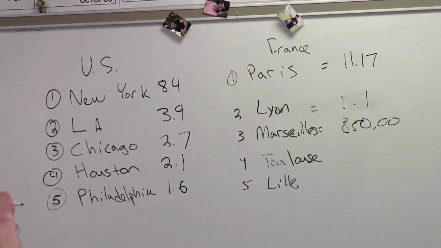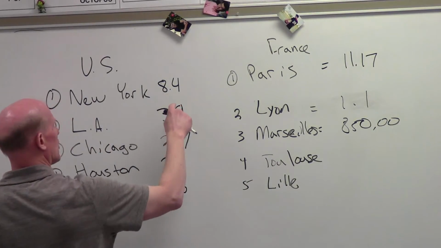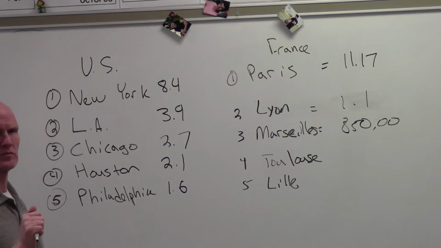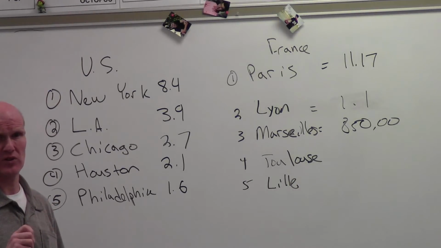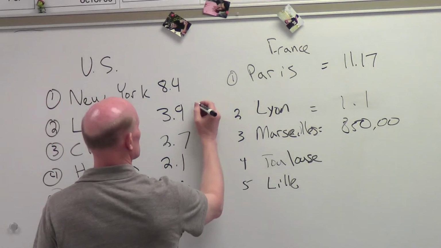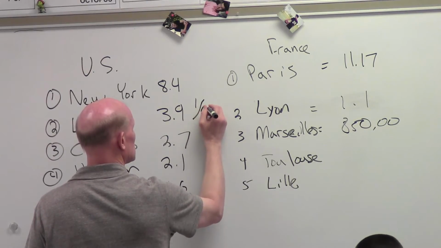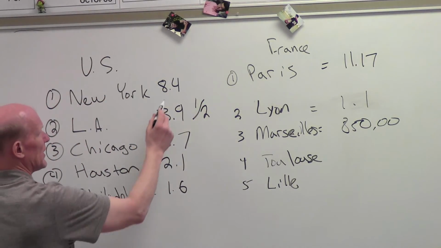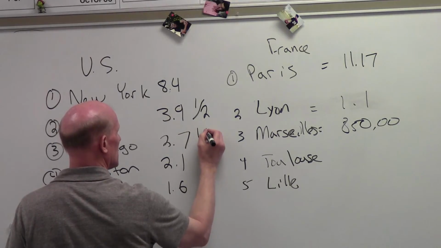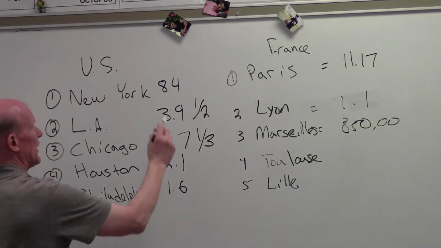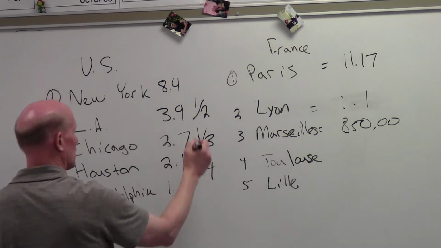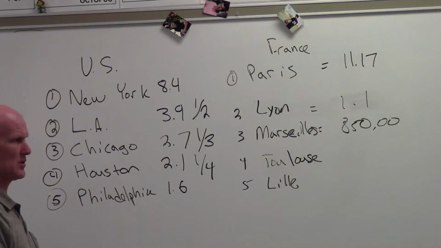Grab a calculator and divide 8.4 by 3.9. And I'm gonna round it to a fraction. Guys, you get it? We're at 2.15. So it's 1 over 2. Divide 8.4 by 2.7. 1 over 3. Divide 8.4 by 2.1. 4. Divide 8.4 by 1.6. 5.25.